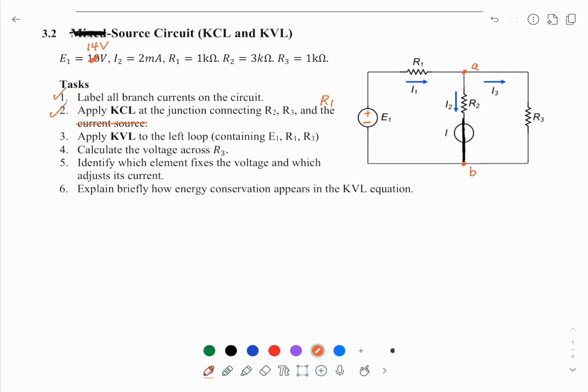Now we apply KCL at A. So it means I1 equals I2 plus I3. 3. Apply KVL to the left loop.